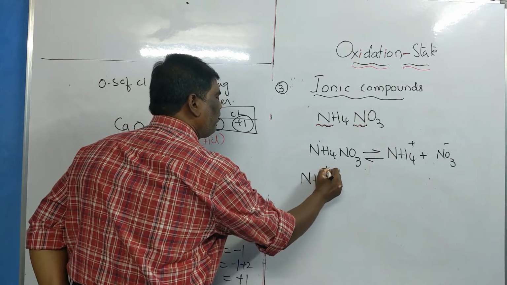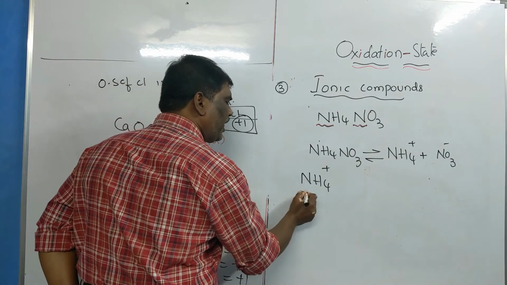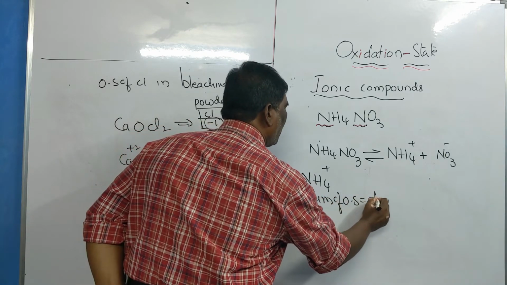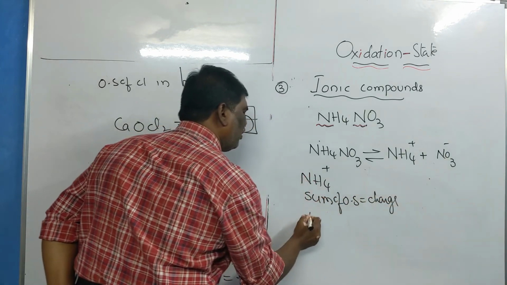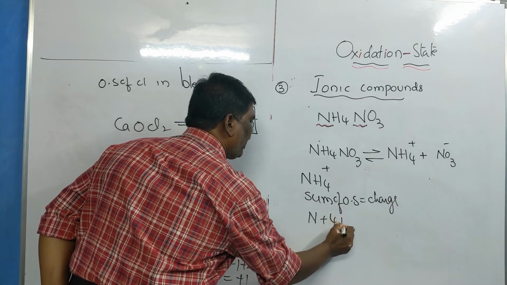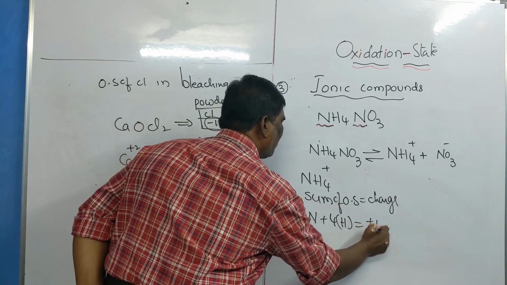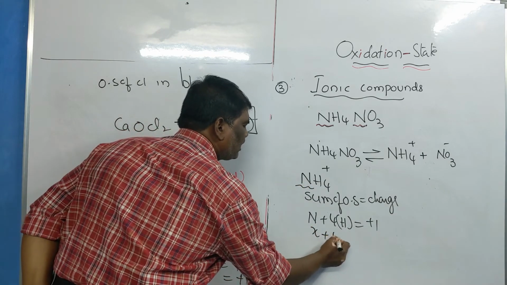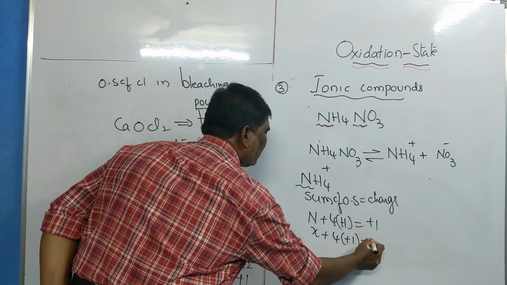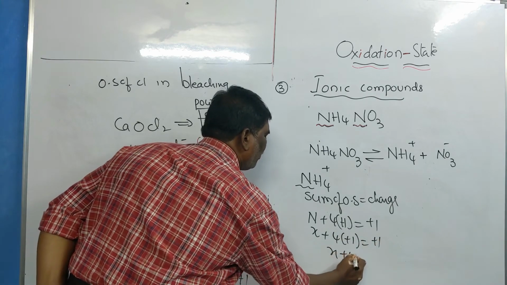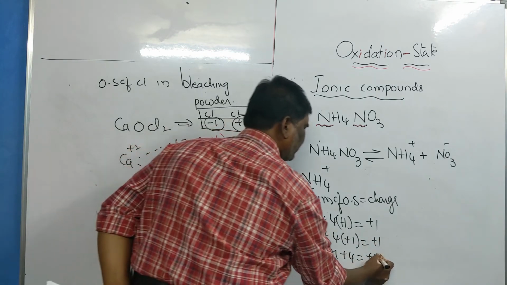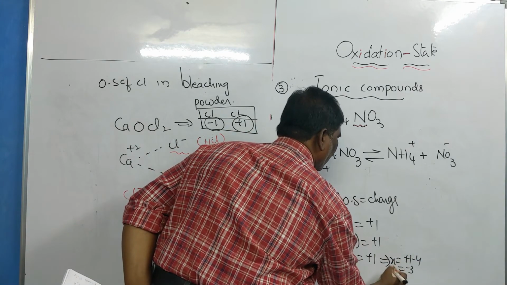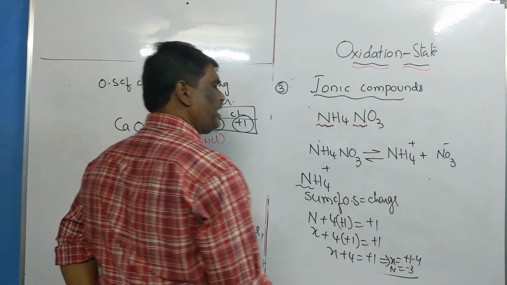You take the ammonium cation. For the ammonium cation, the sum of oxidation states is equal to the charge. Now what are they? 1 nitrogen, 4 hydrogens is equal to the charge +1. We have to calculate nitrogen. Let us say X. X plus 4 into hydrogen, which is generally +1. X plus 4 equal to +1 implies X is equal to +1 minus 4, which means -3. Here we are getting -3.